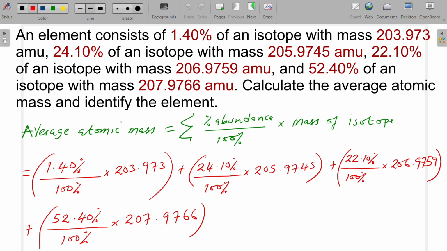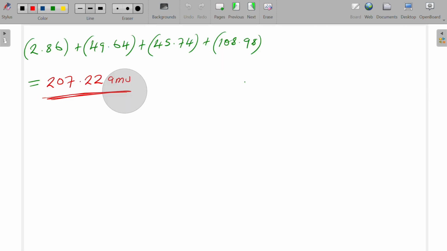So after finding our average atomic mass, all we have to do is, yes, we found it here, 207.22. That's our average atomic mass. In order for us to identify it, we just need to go on our periodic table and look for an element that has got a mass number that is 207.22, or the molar mass, in other words. So when you go to your periodic table, let's get an example, let's get sodium.